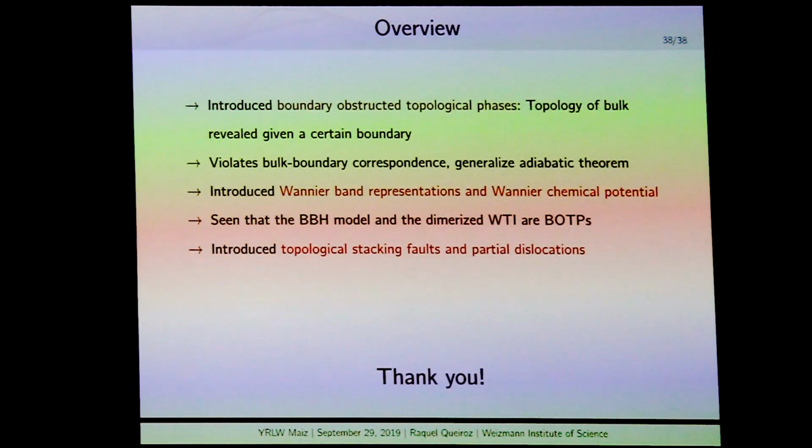So with that, I get to my overview. I introduced to you what the boundary obstruction is. It's a topology that is intrinsic from the bulk, but it's only revealed given a certain boundary. It really violates bulk-boundary correspondence, and for this we need to have some type of generalization of the bulk-boundary theorem. And I've introduced to you Wannier band representations, but most importantly, to understand what is the topological protection of these phases, I introduced to you the Wannier chemical potential that establishes really the relationship between the Wannier spectrum and the edge spectrum.